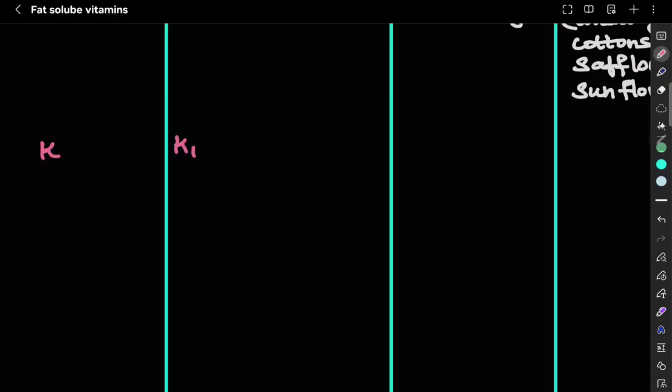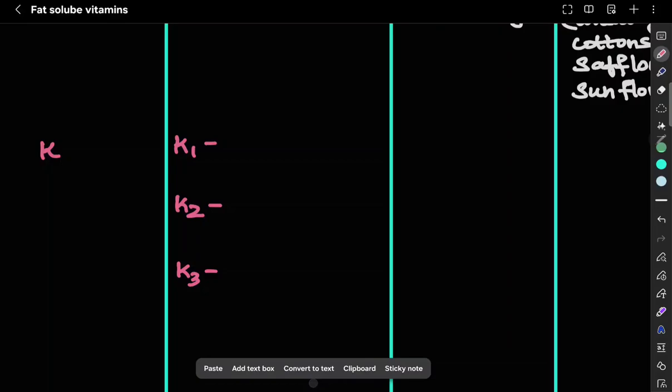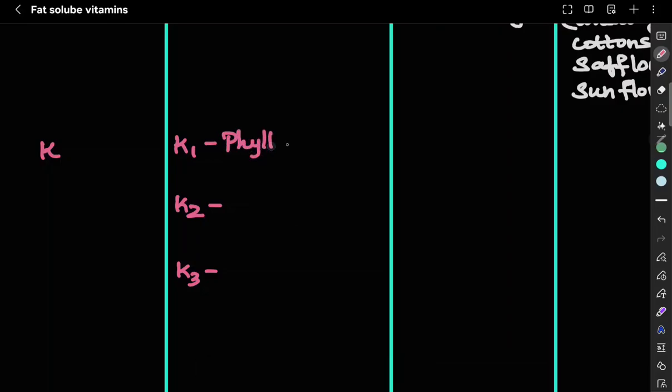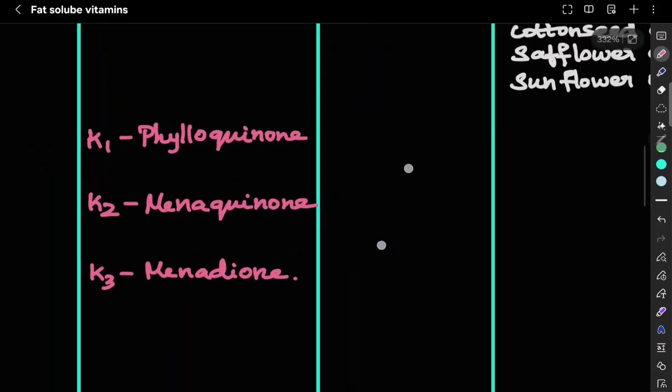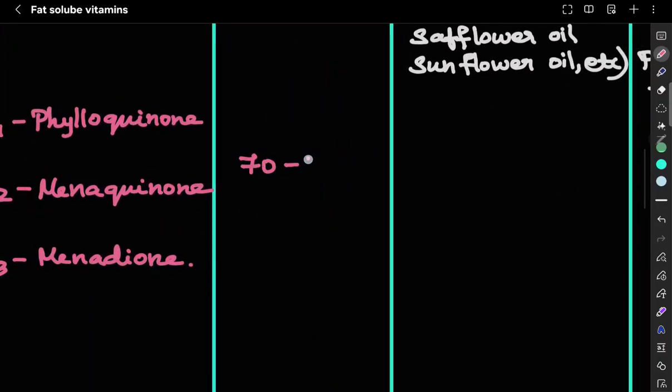So for vitamin K we have K1, K2 and K3. Each of them have their own active forms. For K1 it is phylloquinone, K2 menaquinone, K3 menadione. Okay, so how much is required? About 70 to 140 micrograms is required.